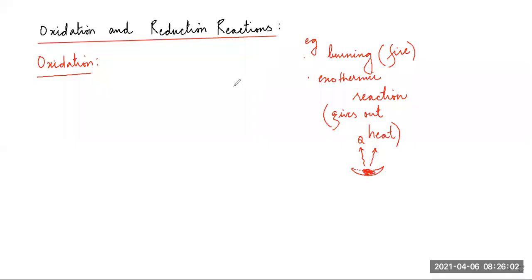Yes, students, let's discuss oxidation and reduction reactions. When you see burning or fire around you, we know that it's an exothermic reaction, meaning it gives out heat. Let's say it's a China dish and two chemicals are mixed. As a result, there's a reaction which produces heat or fire. For sure, this is burning and it's an exothermic reaction. It's a type of oxidation reaction.